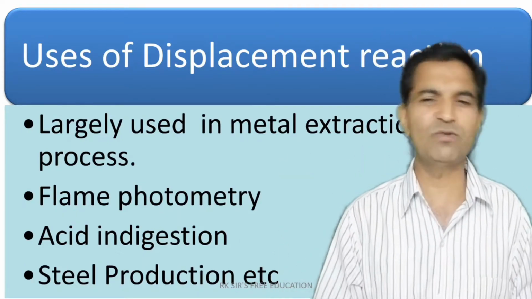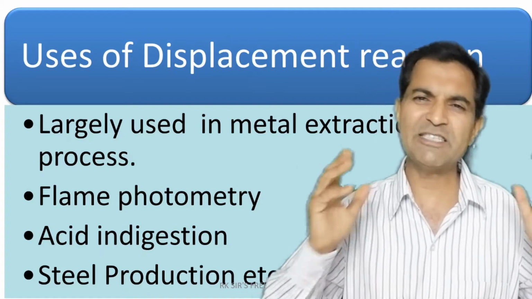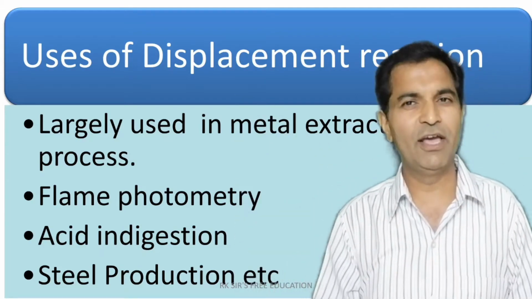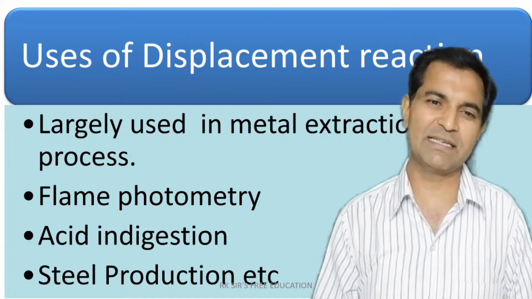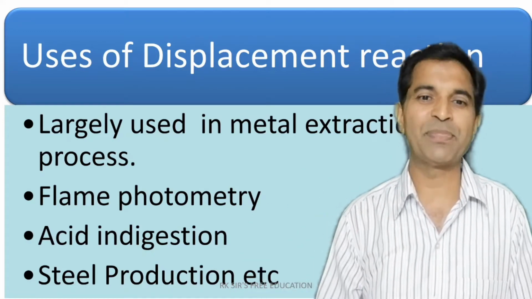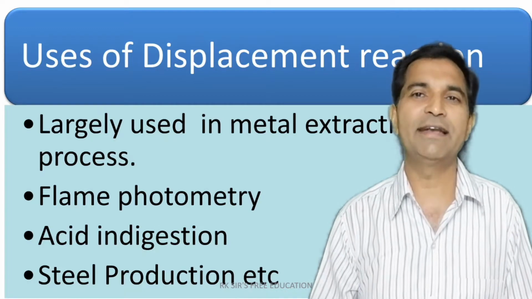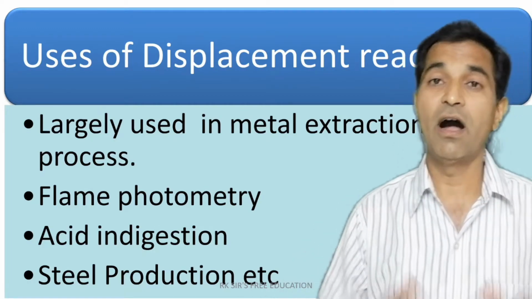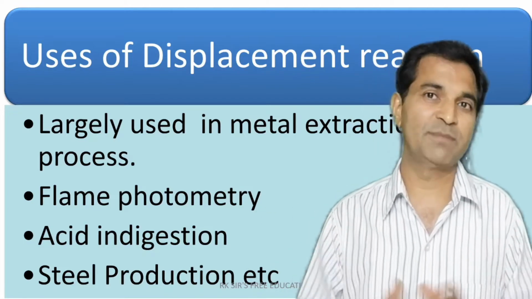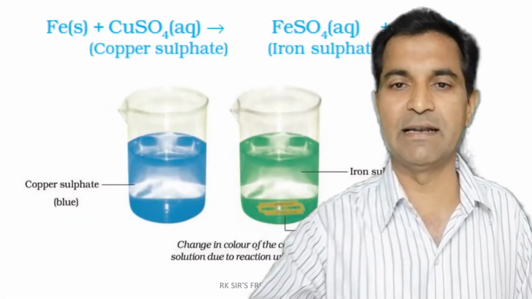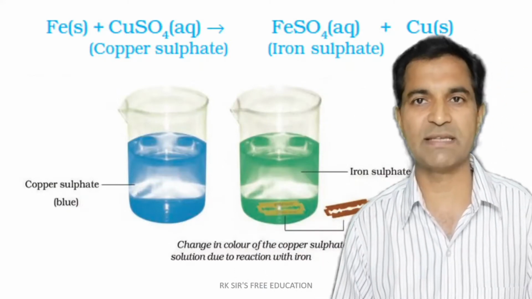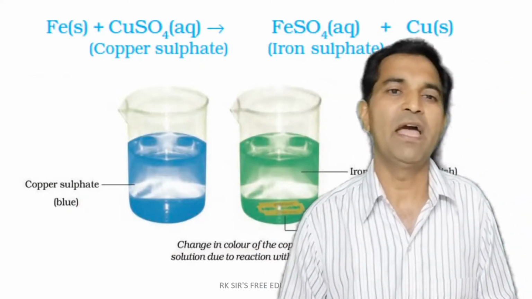So what are the uses of displacement reactions? Displacement reactions have a variety of uses. They are mostly used in the metal extraction process, flame photometry, acid indigestion and steel production plants. You might know India is one of the large producers of steel. Large steel industries are there in Bokaro, West Bengal, Orissa and Jharkhand.